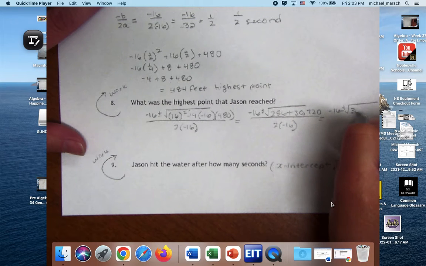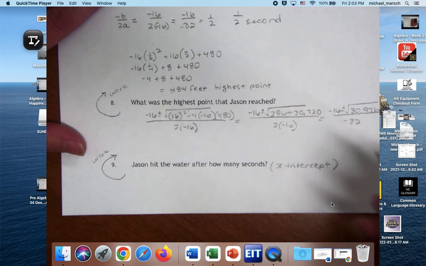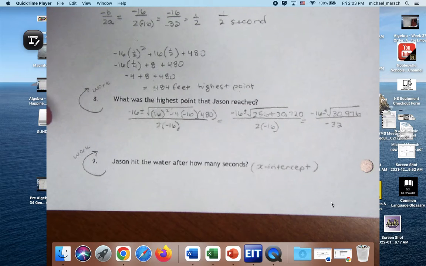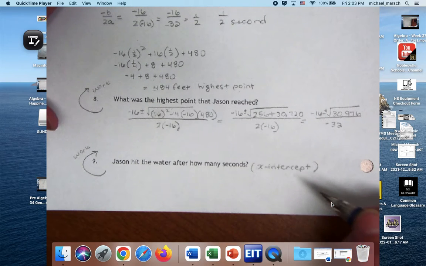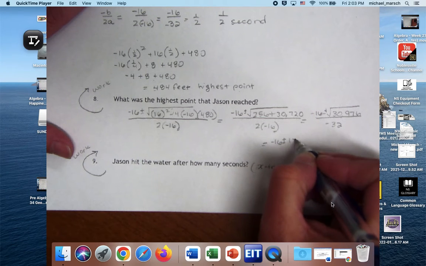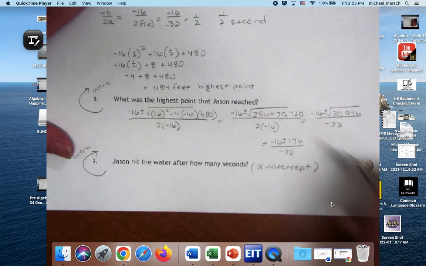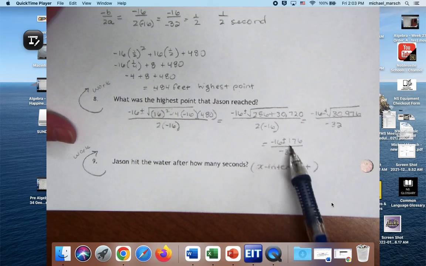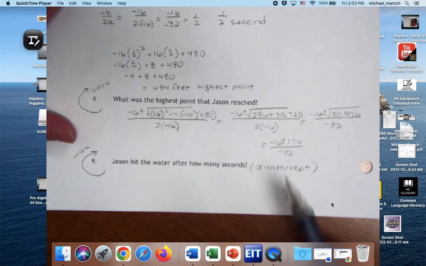of 30,976 divided by negative 32. Lucky for us, this has a perfect square. Oh, yeah. I know. Oh my gosh. Yes, please use your calculator on the test. No, you will not get any extra credit. So it's negative 16 plus or minus 176 over 32.